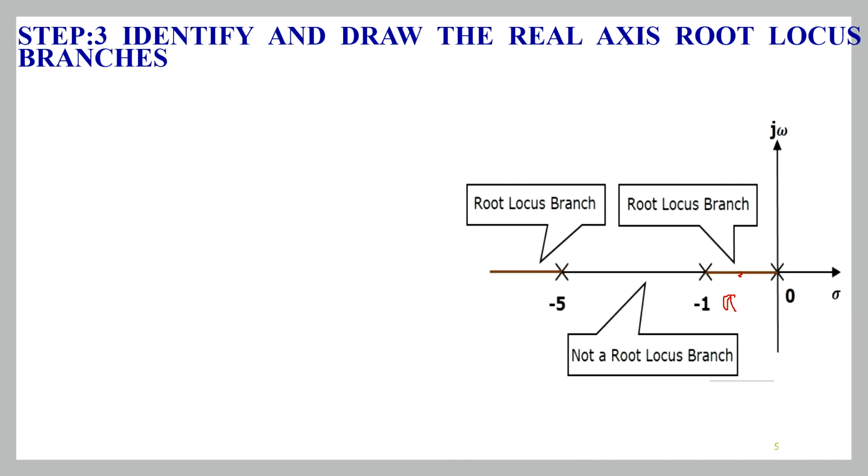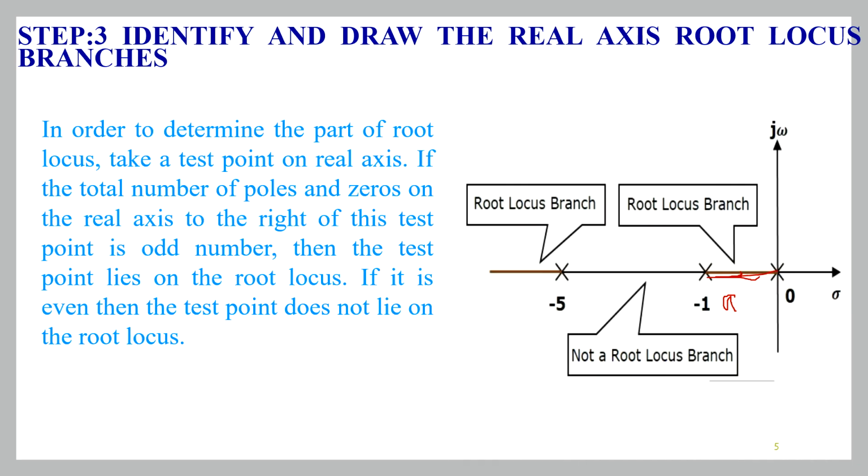So to the right of my point A, I have one pole. It is an odd number. So between these 2 points, there is a possibility of root locus existence. Now similarly, let us take a test point to the left of the next real pole. Then to the right of this point, the total number of real poles and real zeros is 2.